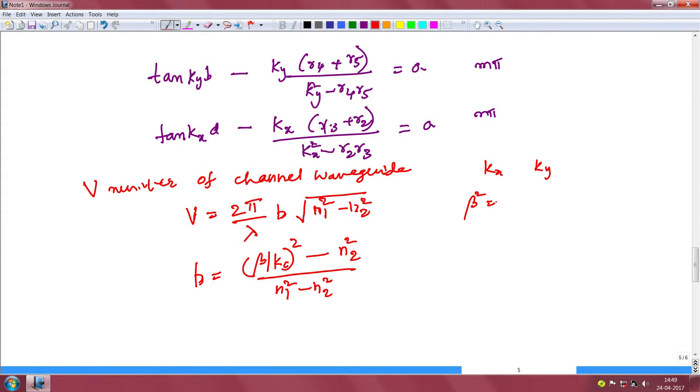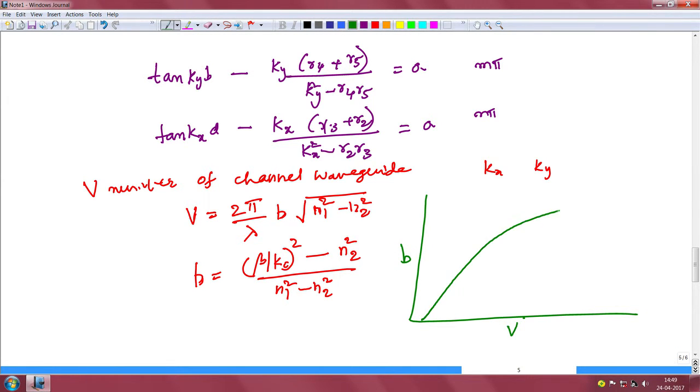So, like in the case of other waveguide problems, you end up plotting the VB characteristics, V on the x axis and B on the y axis for the channel waveguide, and typically you can expect the design curves as follows. But we would like to make it a point that there is a cutoff for each of these modes, including the fundamental mode, and that depends on the geometry and asymmetry and so on and so forth.